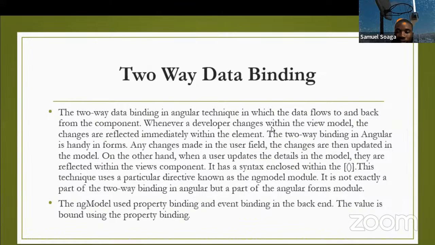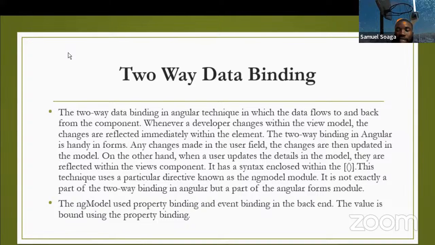And the syntax for writing two-way data binding: you put the curved brackets inside the angled brackets, and you must always write ngModel, because without that directive the two-way data binding will not occur. Two-way data binding in Angular is a technique in which data flows to and back from the component. Information or data flows in both directions.